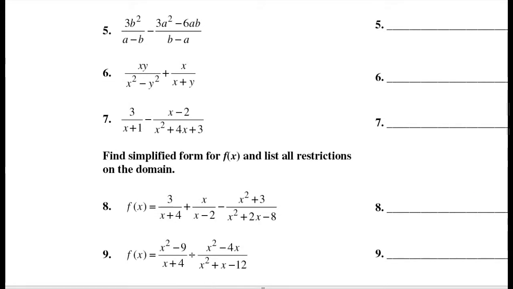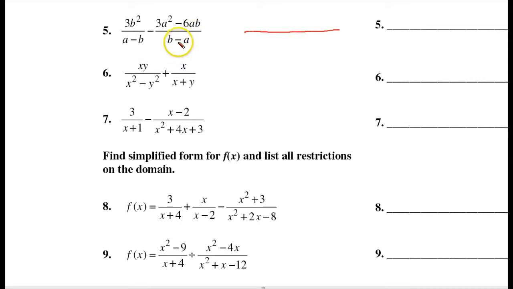Now, as we look at example 5, are they common denominators here? Well, this is A minus B. This is B minus A. So no, they're not common, but we can make them common, and that's what we need to do.